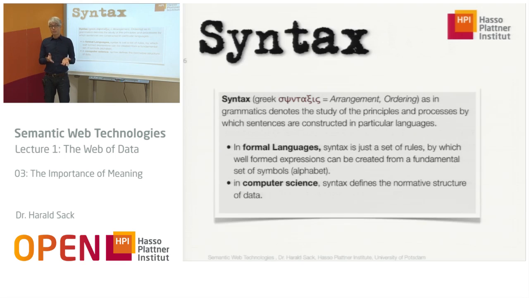And in computer science, of course, you know that syntax somehow defines the normative structure of data. So just think of the syntax of programming languages. Syntax tells you how you form your information and how to make valid sentences in a specific language. Whereas semantics tells you what is the meaning of the information contained in these sentences of the syntax. Okay, so far so good.